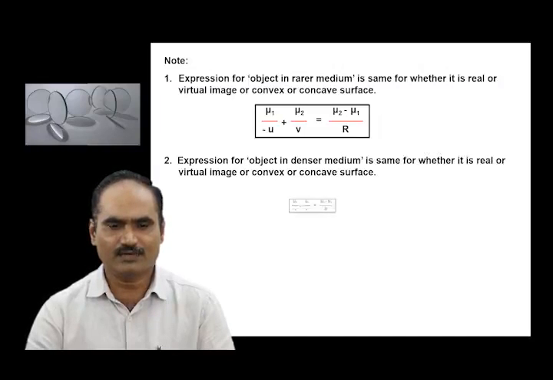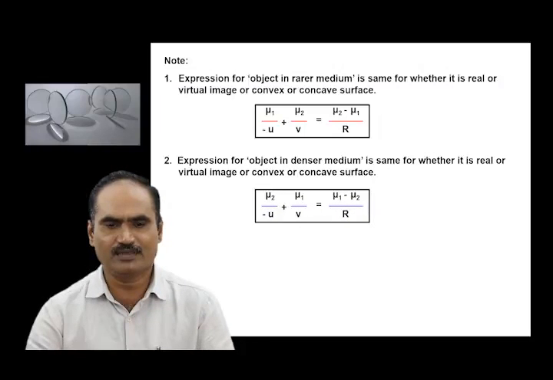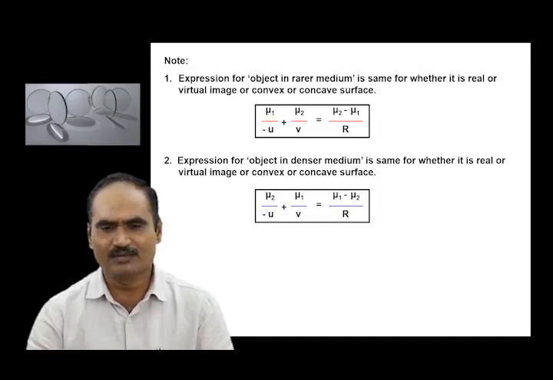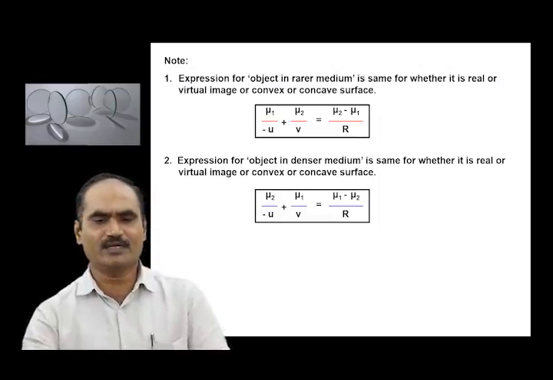Now, once again we are repeating the expression for an object in a rarer medium and the expression for an object in a denser medium. We'll take this. Here, what are the changes you can notice? Here it is mu1, here it is mu2, whereas here it is mu2, here it is mu1. So therefore, here mu2 minus mu1, here mu1 minus mu2. Right? If an object is in a denser medium, then we'll take refractive index of a rarer medium with object distance with minus sign, and refractive index of a denser medium with image distance, that is equal to mu2 minus mu1 by r.